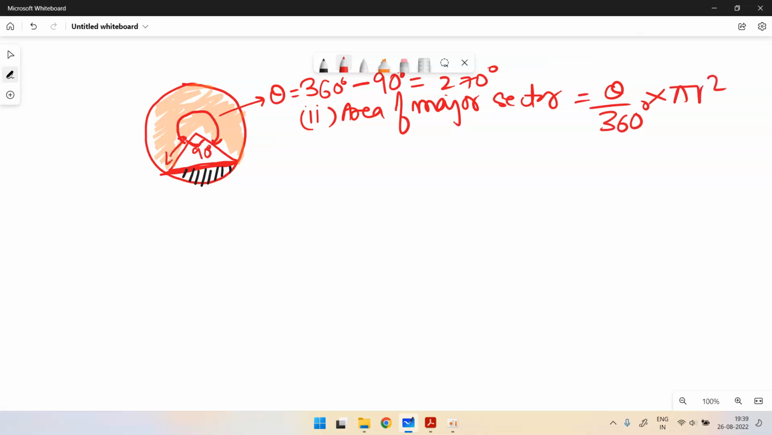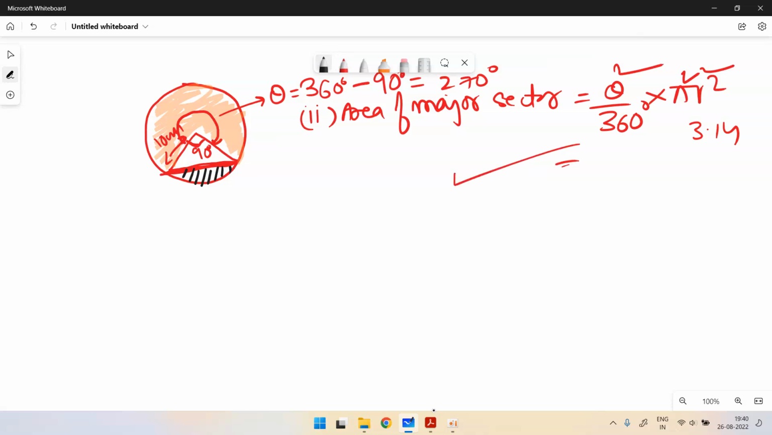R is given to be 10 centimeter. So theta you know, and pi you need to take as 3.14, as given in the question. Put the value and you will get the answer.